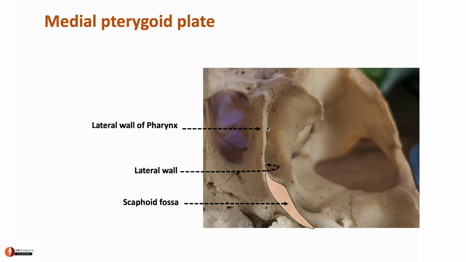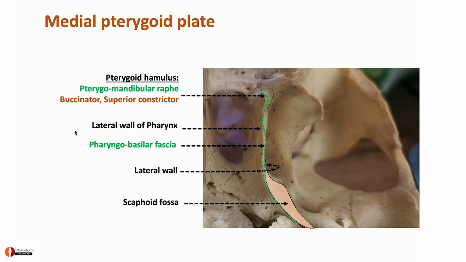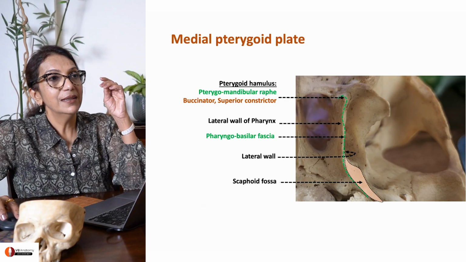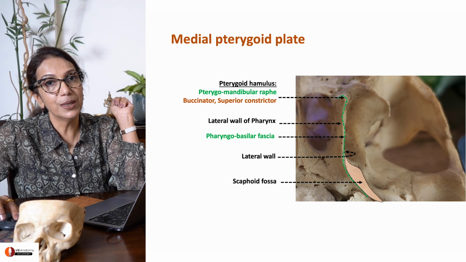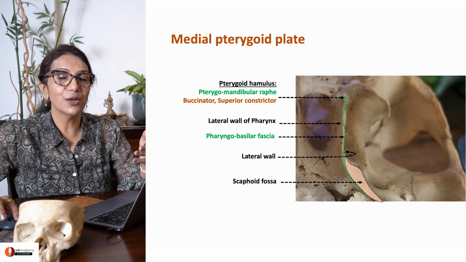Right. So, here is your medial pterygoid plate, the posterior edge of which now has been marked green in color because it gives attachment to the pharyngobasilar fascia. The lower end of it you can see is forming something like a loop. This loop is called the pterygoid hamulus and gives attachment to the pterygomandibular raphe, buccinator and superior constrictor. These are all difficult to remember words, okay, but unless you try, you're not going to remember them.